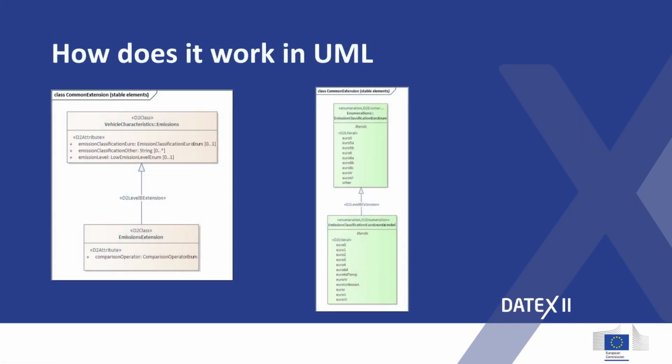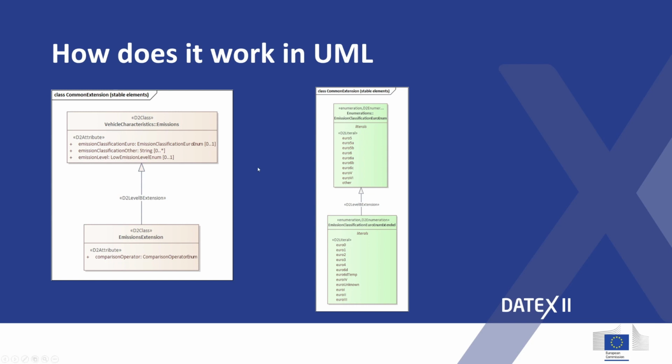So how does this work in UML? Here we see the emission class that has been extended by this emission extension. We have used a special UML construct that is in our UML profile with a D2 level B extension stereotype. So this is a way to tell that this is an extension. This class, emission extension, is what we normally say is an extension class. That holds our extension.